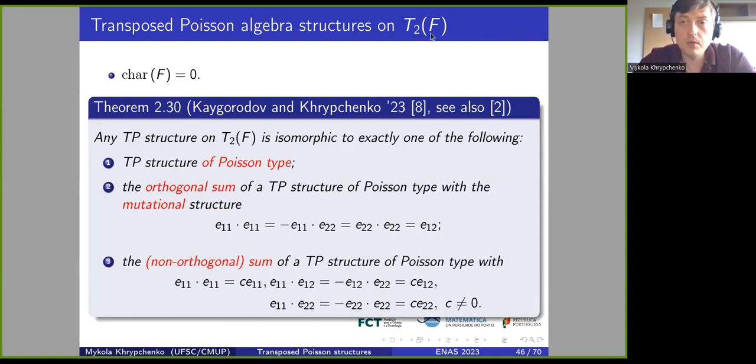If n is equal to 2, then apart from these two families that also appear, we have another family, which is, in fact, a non-orthogonal sum of a TP structure of Poisson type with this family of structures. And what kind of structures is it? It's not that clear, in fact, but we will see in the case of incidence algebras what it is. We will have a description of these structures.